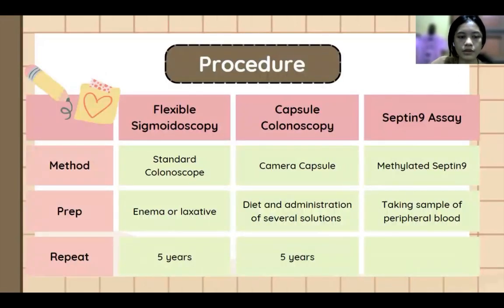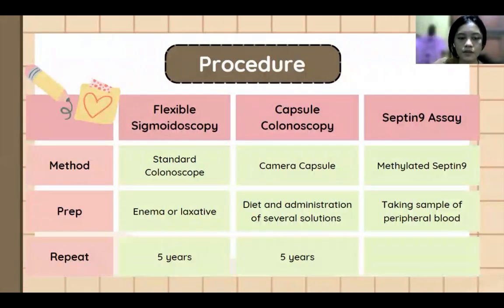So the next procedure is flexible sigmoidoscopy. In order to clear the colon, the patient receives an enema completed 90 minutes before or is given a laxative the night before the procedure. The rectum, sigmoid colon, and descending colon can then be examined using a standard colonoscope to check for any abnormalities. Repeating flexible sigmoidoscopy every 5 years is advised by the US Preventive Services Task Force.